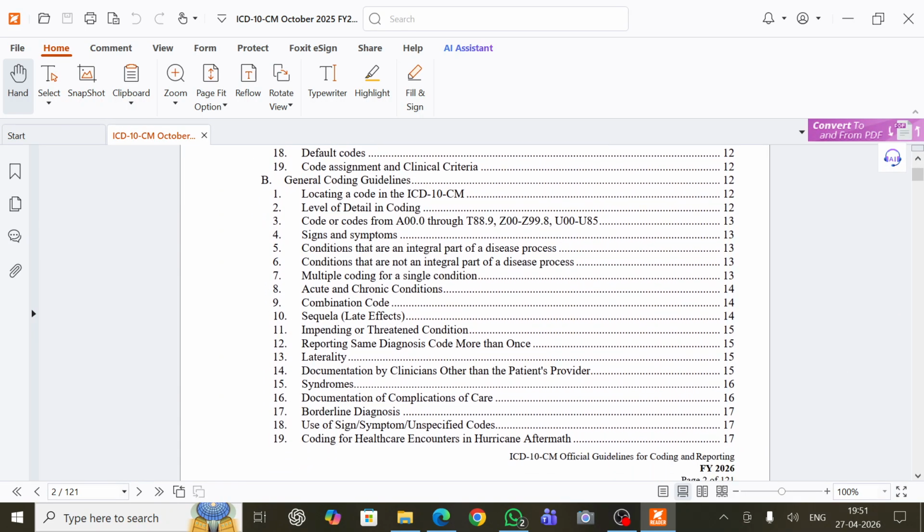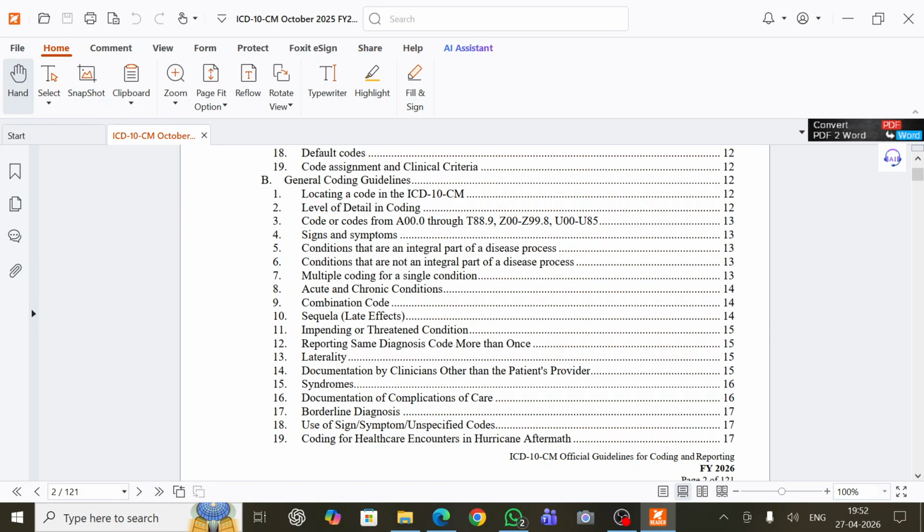In the second part, part B, we will see the general coding guidelines. Basically, when we receive the patient report, this covers what we will check in that report. Here we will majorly check the patient condition, that is, what is an acute condition, what is a chronic condition, how to find this, where to code signs or symptoms, and how to code a specific code by checking laterality and specificity.